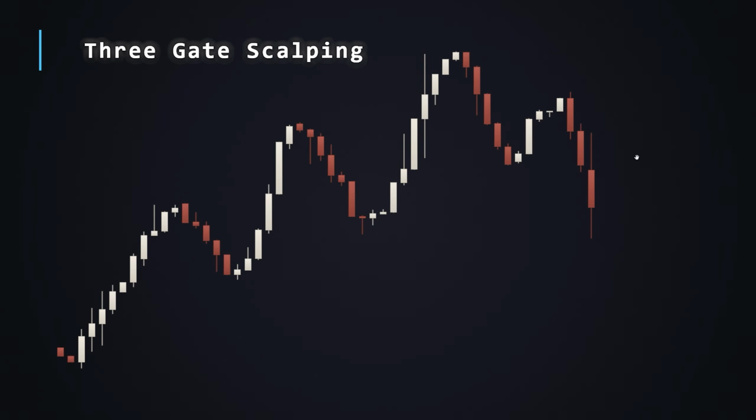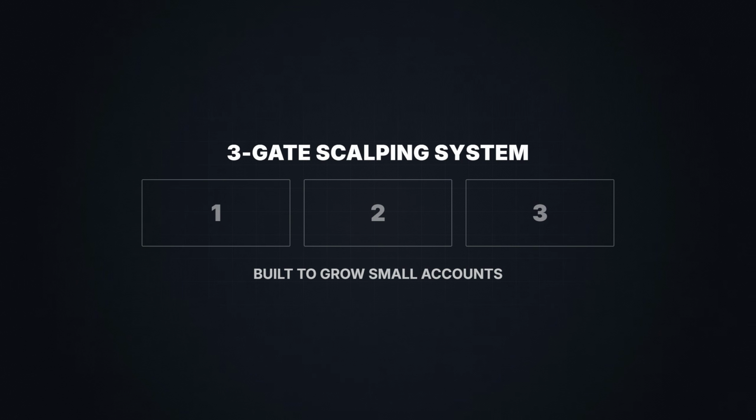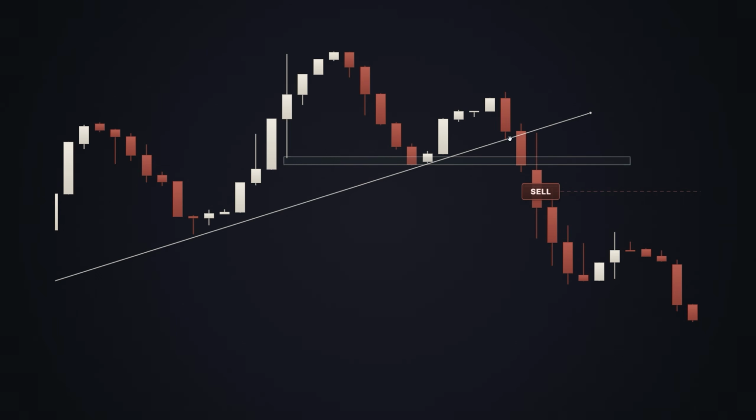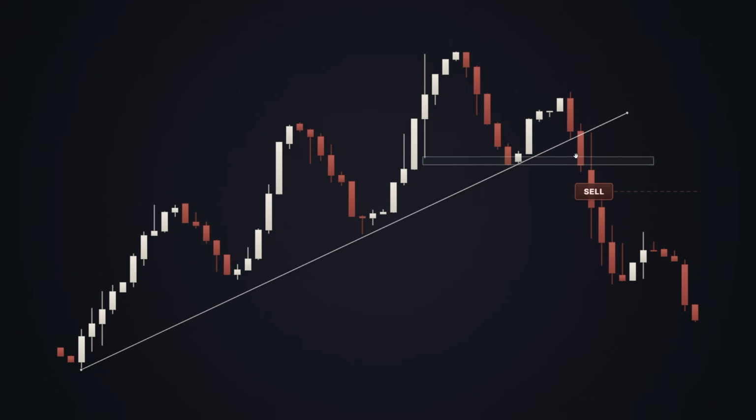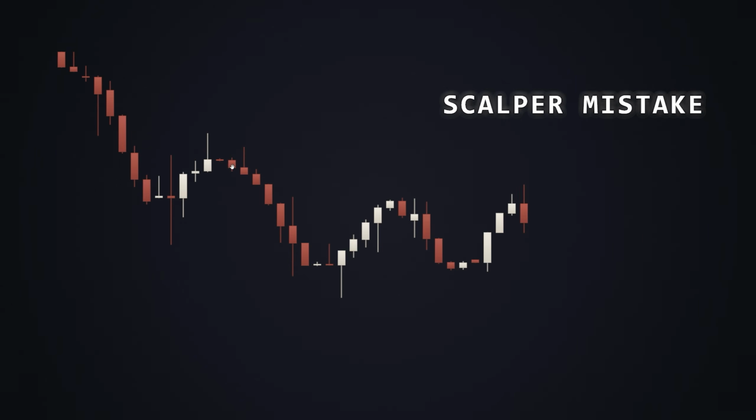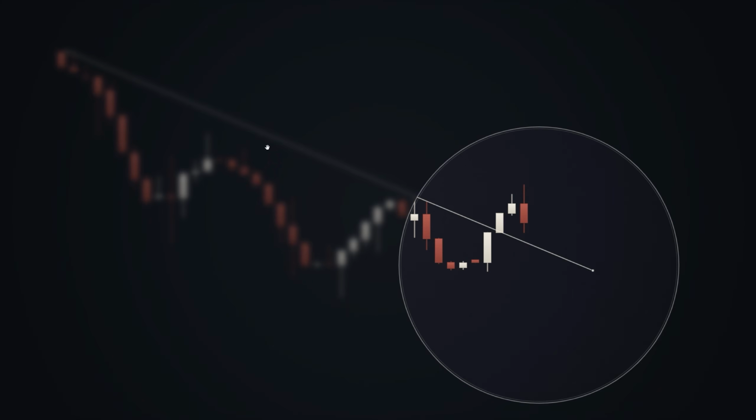This is the 3-gate scalping strategy. It is built specifically to grow small accounts. And it does exactly 3 things. It confirms the breakout is real. It pinpoints the exact entry level. And it filters out the fakes. This system takes advantage of one mistake most scalpers make. They enter after an initial breakout, before the market confirms the move.